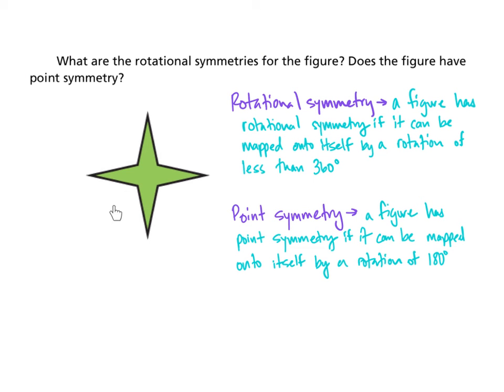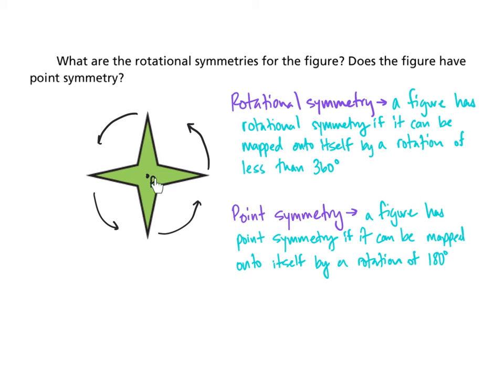Okay, let's look at one more example where we're going to ask, does this shape have rotational symmetry? Remember, rotational symmetry means that our figure can be mapped onto itself by a rotation of less than 360 degrees. So in other words, if I pin it down right here in the center, we'll call that point P, and then spin it a certain number of degrees, so I spin all these sides around, will it end up looking just like it does now?